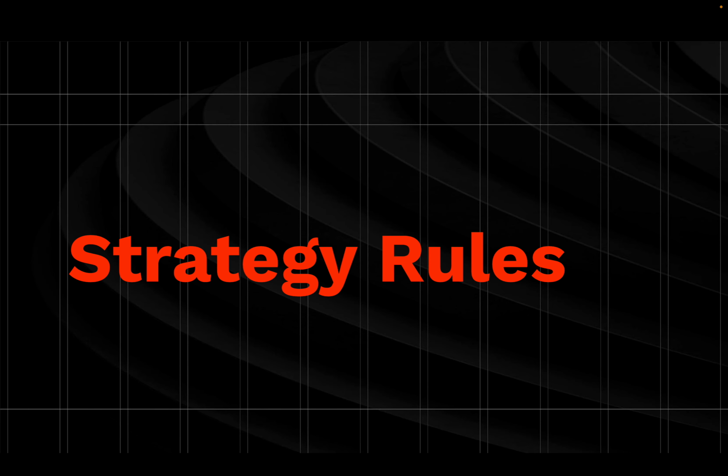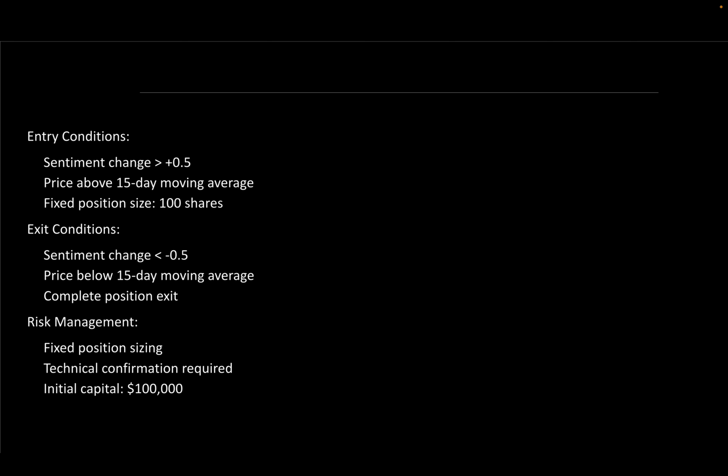So we will be going through our strategy rules. The system operates on precise entry and exit conditions. The entry triggers when the sentiment delta exceeds 0.5 and there is price momentum confirmation via the 15-day moving average that we're calculating. We have standardized position sizing at around 100 shares. As for the exit conditions, if we have a negative sentiment shift below -0.5, we will exit, and we will also exit on a technical breakdown below the moving average, with complete position liquidation.